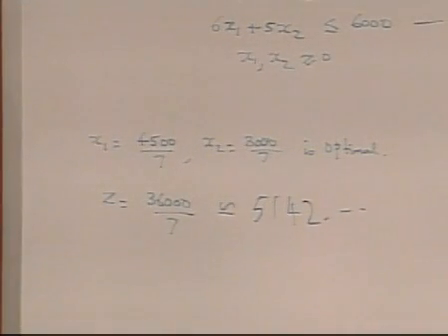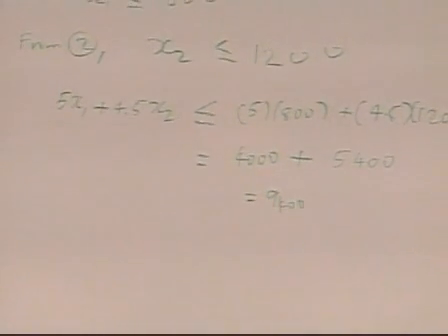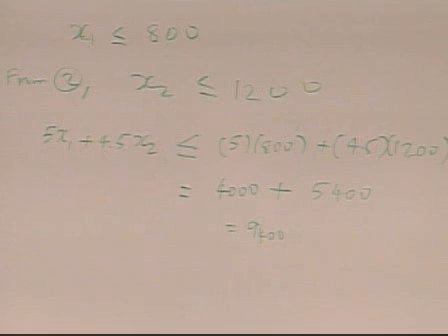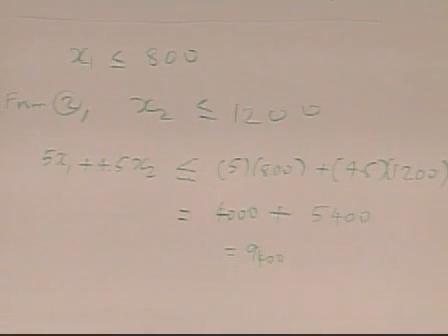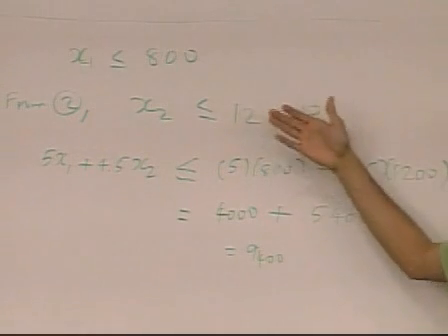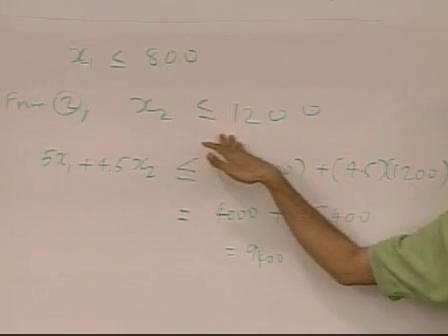Yes? You can use equation 2, as we know that x1 and x2 are non-negative. We know that 5x1 plus 4.5x2 is less than 6x1 plus 5x2, so it's less than 6,000. Okay, very good. So if you can do this, notice that this only looks at x1 in isolation, looks at x2 in isolation.